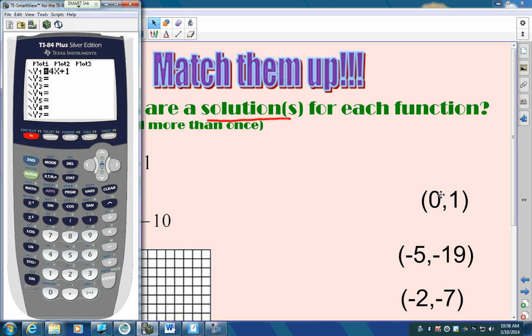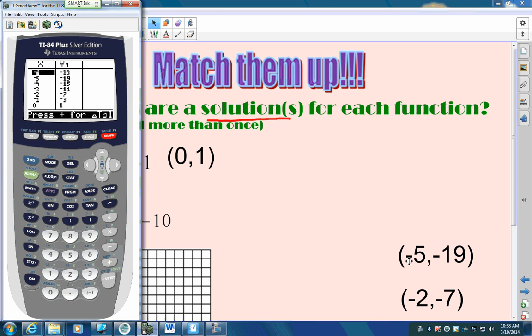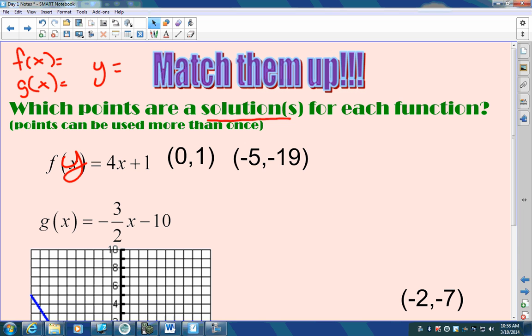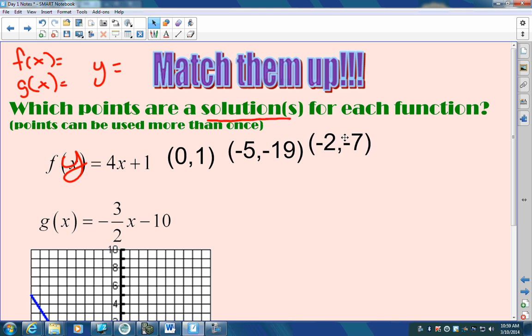Now to figure out if (0, 1) is a solution, I can go second graph and go into my table. I need to see, is (0, 1) in my table? Sure is. That would mean it's a solution to this one. Then it has in there (-5, -19). Is that here? Look right here, when you press second graph, -5 and -19 is there. That one would be a solution. Another one they have listed is (-2, -7). Yes. All of these are.